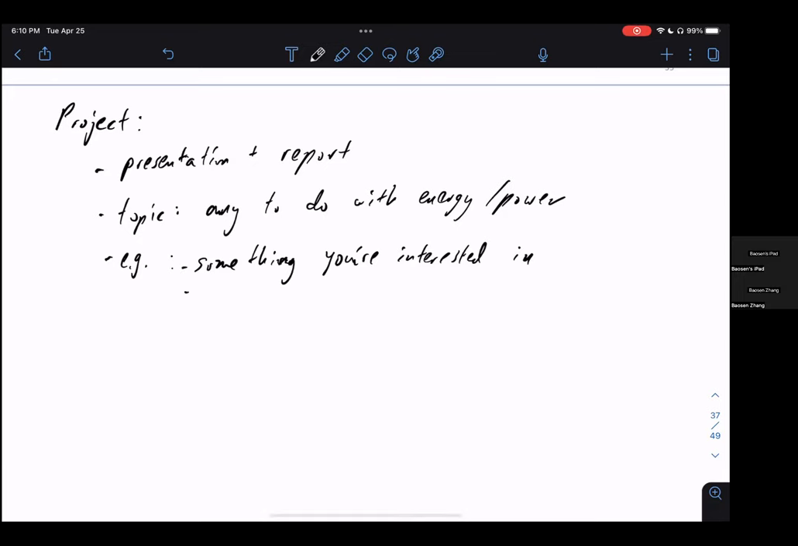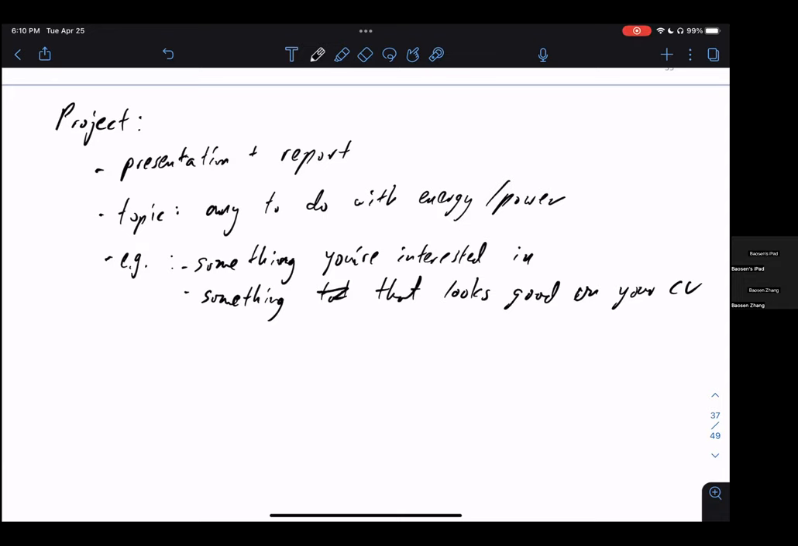Second is you have no intrinsic interest in electric power, which is totally fine. Then this may be something that looks good on your CV. So you may have no interest in renewables, climate change, whatever.